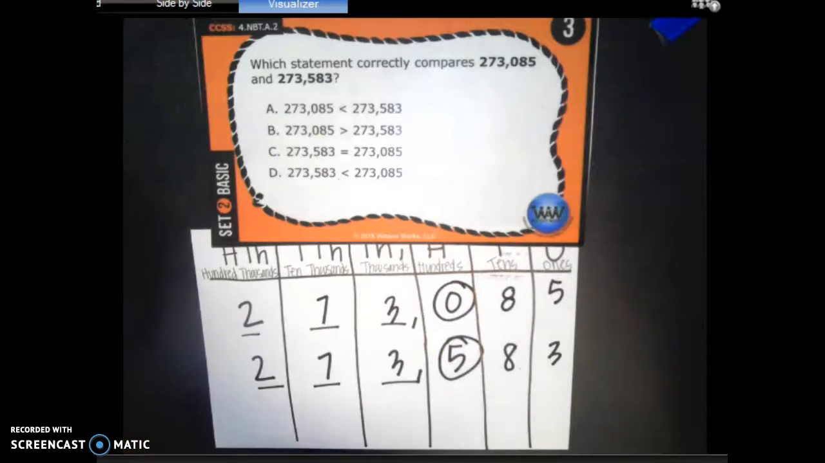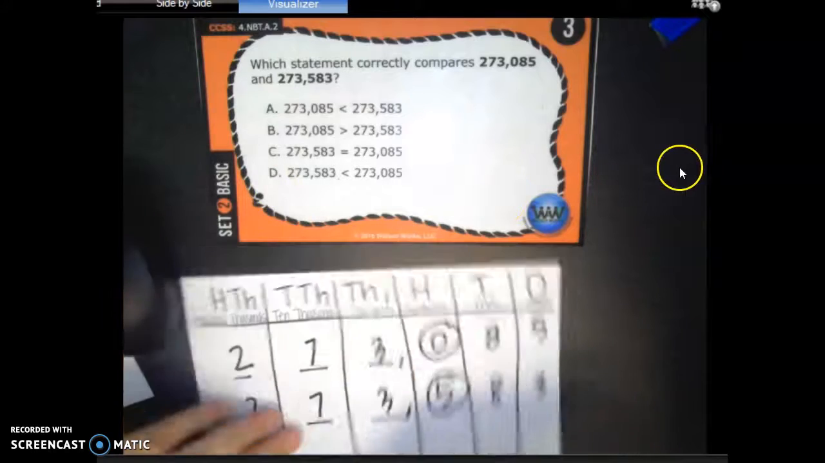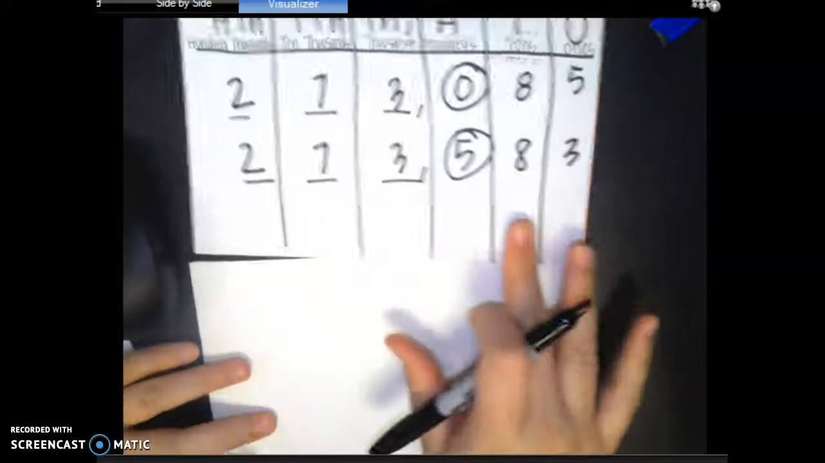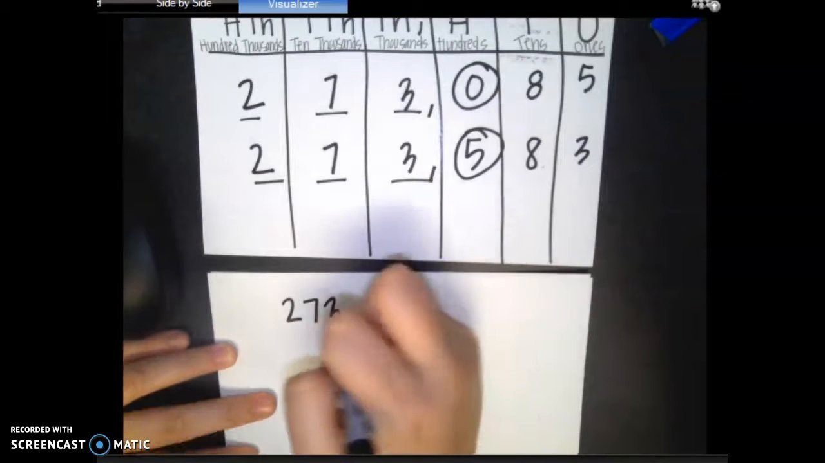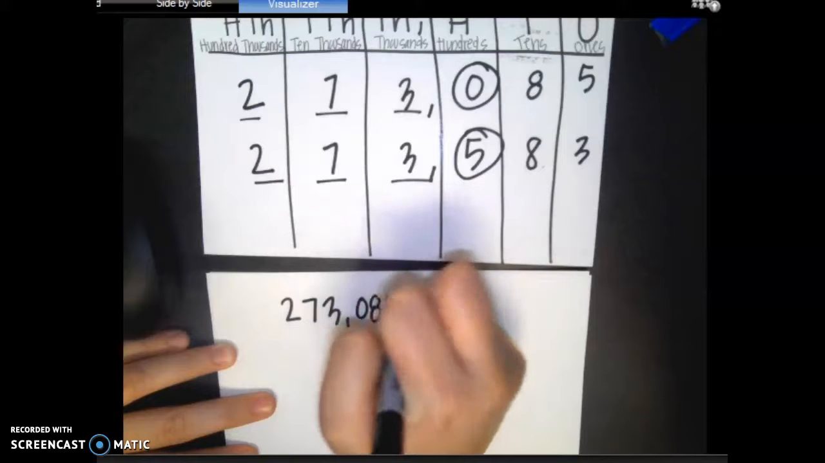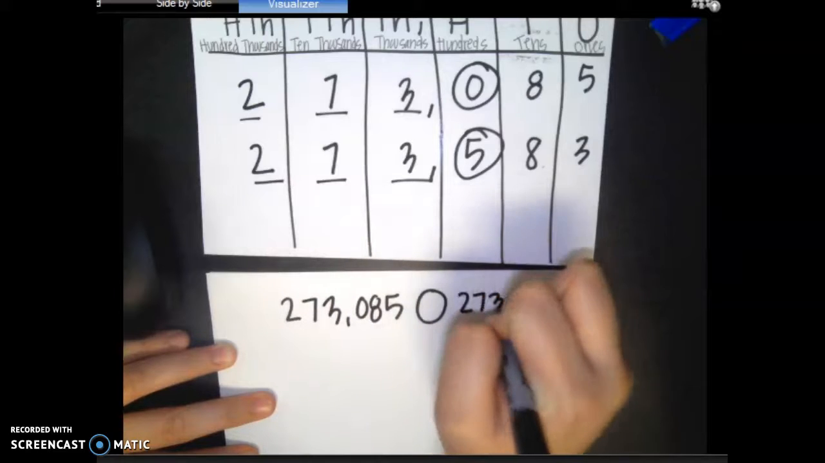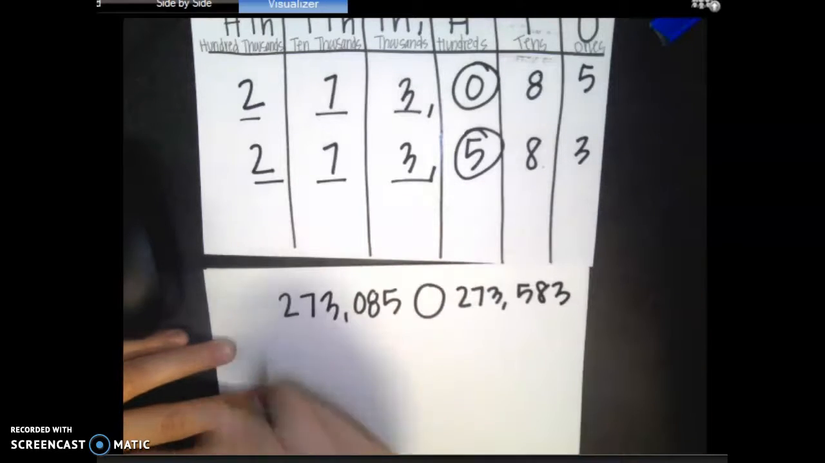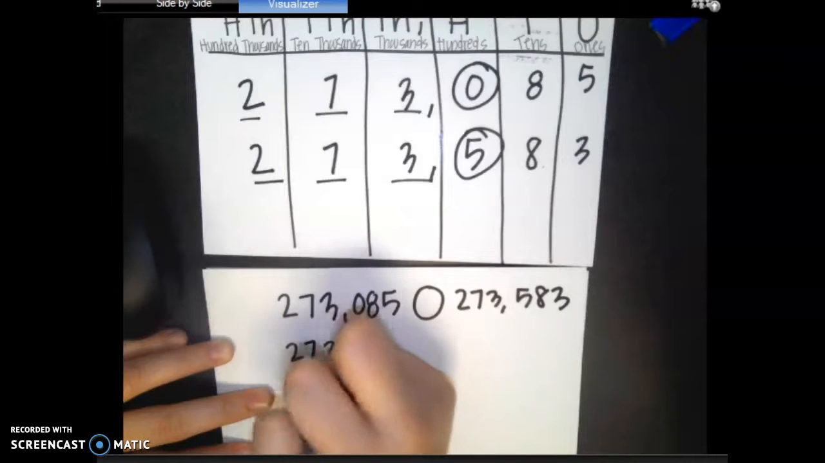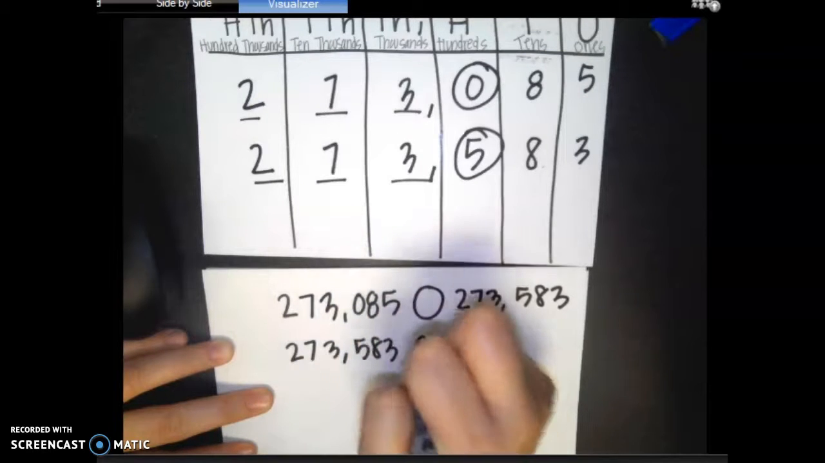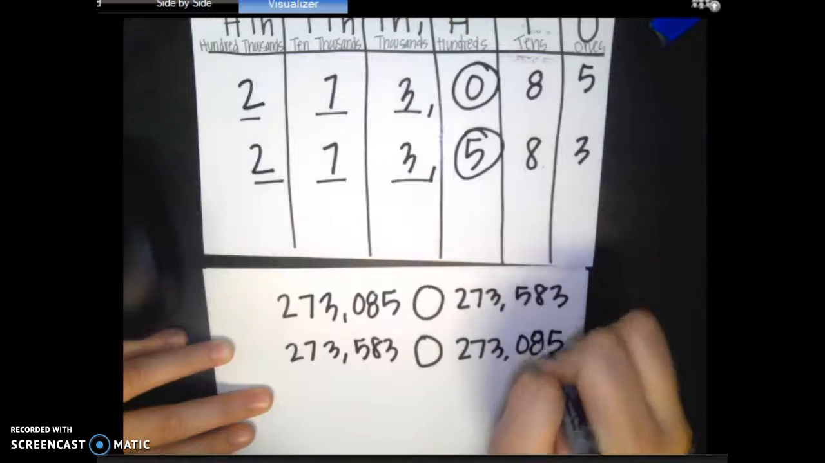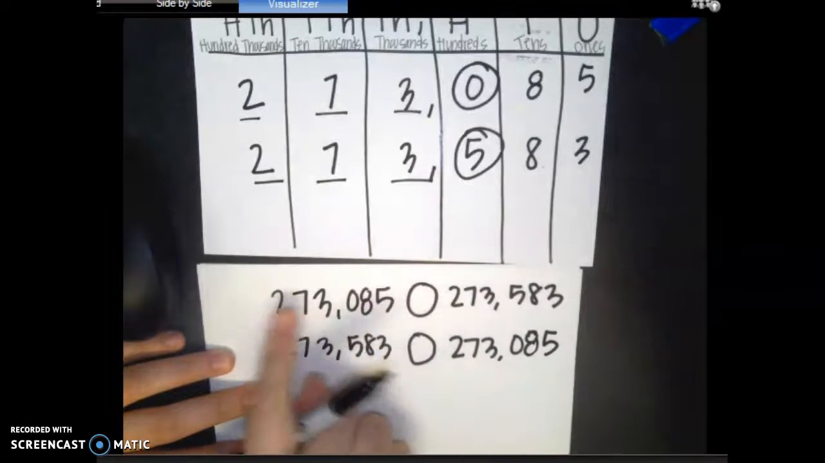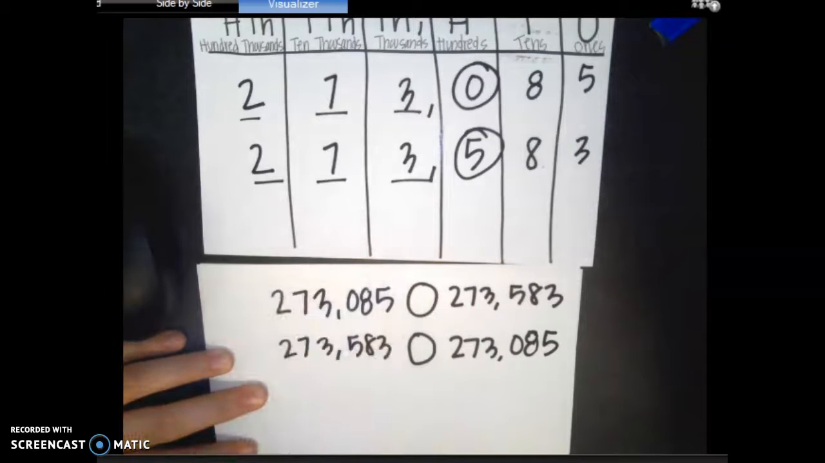So I want us to practice writing out those two numbers, showing both comparisons. So 273,085, 273,583. And then I'm going to put this other number first, 273,583, 273,085. So there's my two numbers. Each one of them is first, depending on the comparison.